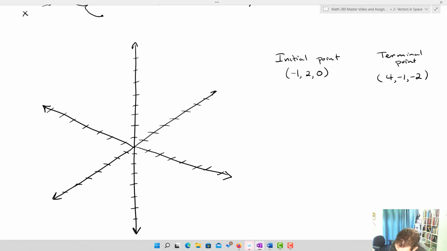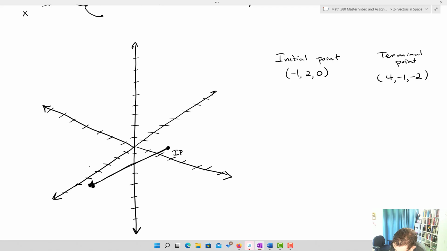So -1 in the x, 2, 0. So there's our initial point. Call that IP, the initial point. And then 4, 1, 2, 3, 4, -1, so we'll go -1, and then down 2. So there's our second point. And so there's our directed line segment, or our vector. Okay?